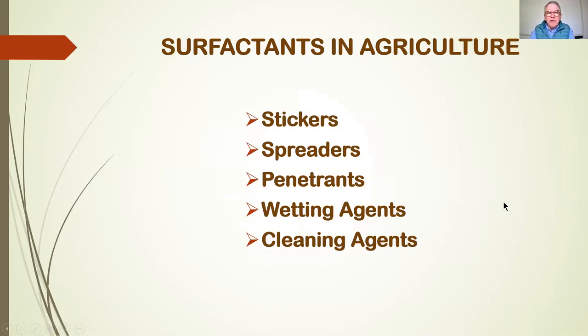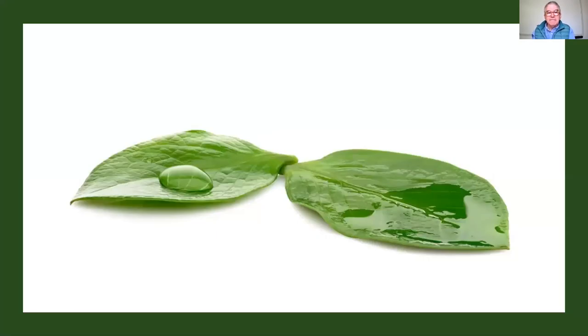Okay, now we're going to make a few comments about surfactants in agriculture. Surfactants come for many purposes: stickers, spreaders, penetrants, wetting agents, cleaning agents. These are all examples of the applied value of the chemistry of a surfactant. This is an example of a spreader. You might also consider it a sticker. Stickers and spreaders are very closely related to each other from a chemical point of view.